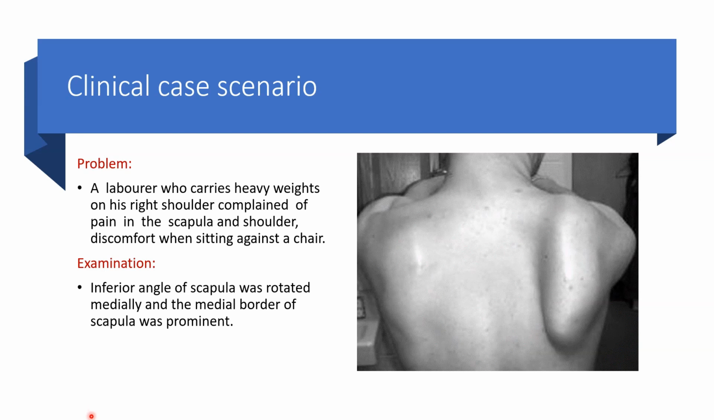Now let us see a clinical case scenario. A laborer who carries heavy weights on his right shoulder complained of pain in the scapula and shoulder, discomfort when sitting against a chair. On examination, it was observed that the inferior angle of scapula was rotated medially, as you are seeing in this picture, and the medial border of scapula was prominent.